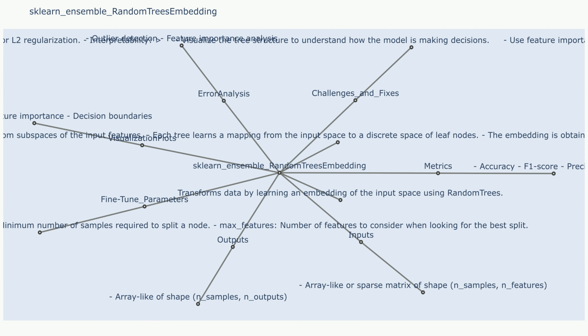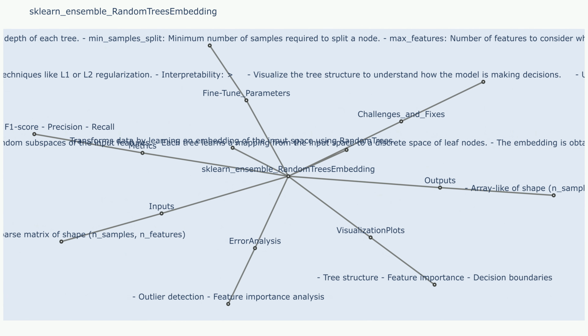Uncertainty methods. Uncertainty method 1. Explain in detail. No applicable uncertainty methods. Uncertainty method 2. Explain in detail. No applicable uncertainty methods.